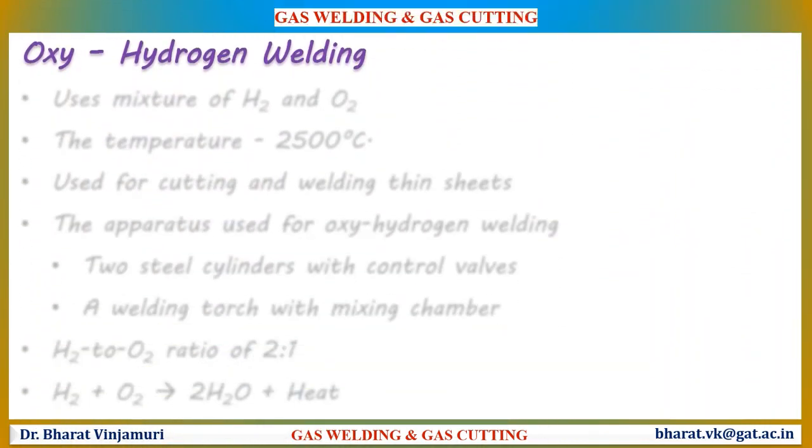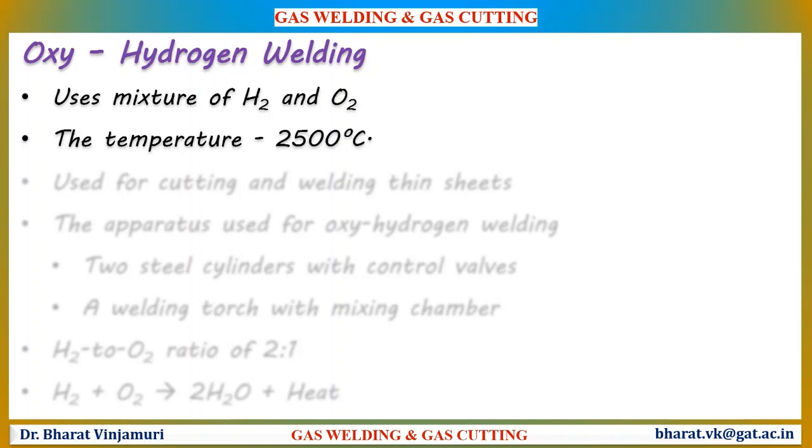The use of oxygen and hydrogen as the gases for welding and cutting is older than Oxy-Acetylene process and dates back before the production of oxygen. Oxygen Hydrogen Welding uses a mixture of hydrogen and oxygen for producing gas welding flame.